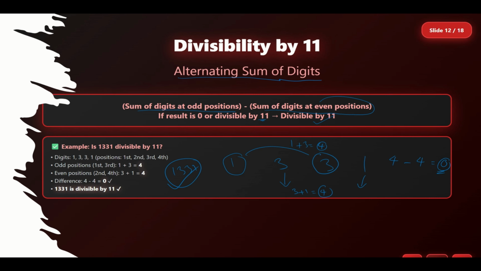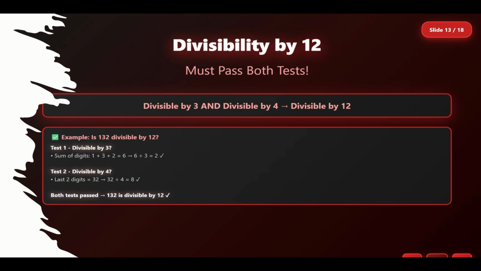Super cool. Divisibility by 12, another combo rule. The number must be divisible by both 3 and 4. Let's check 132. Divisibility by 3. The first test. Add all the digits. 1 plus 3 plus 2, 6. As you know, 6 is divisible by 3. So it has passed the test 1.